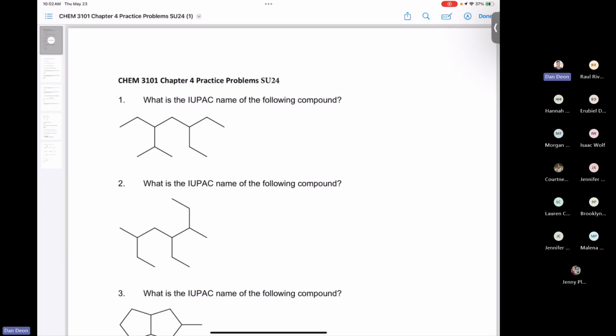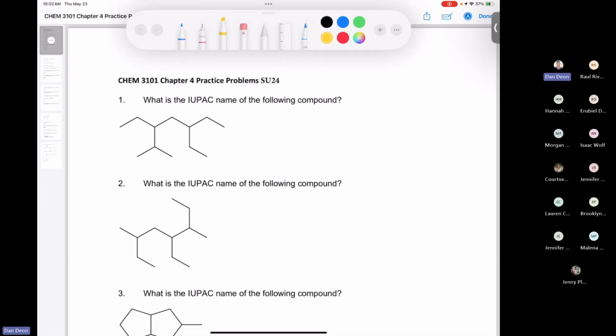So the longest chain that I found with the most branches is this one here, which is a 7 carbon chain. And then we should start numbering from this end because then we have 1, 2. We have a substituent at carbon 2. Whereas if we started here, we wouldn't have a substituent until carbon 3. So we're going to do 1, 2, 3, 4, 5, 6, 7.